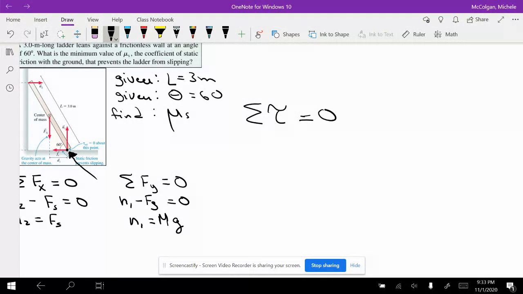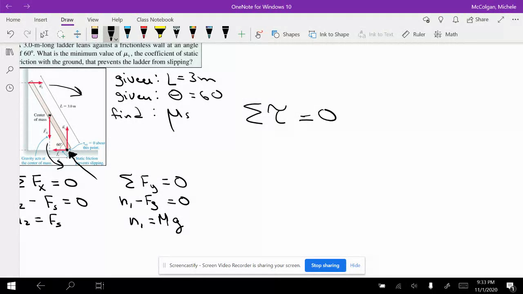If I look at this as my pivot point, that force N2 would cause my ladder to rotate clockwise. So it would pull it over clockwise. So that's going to be negative. Whereas the force of gravity on the center of mass is going to cause this to rotate that way, and that's positive. So that's the one I'm going to start with.